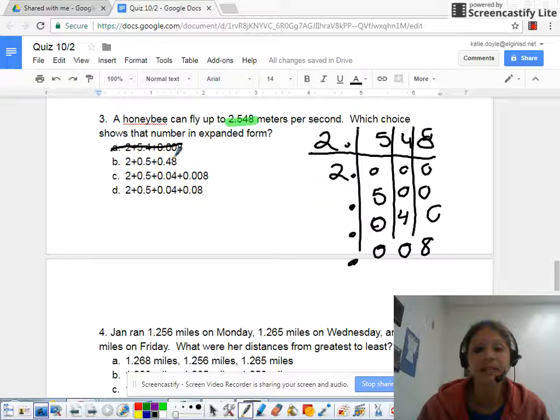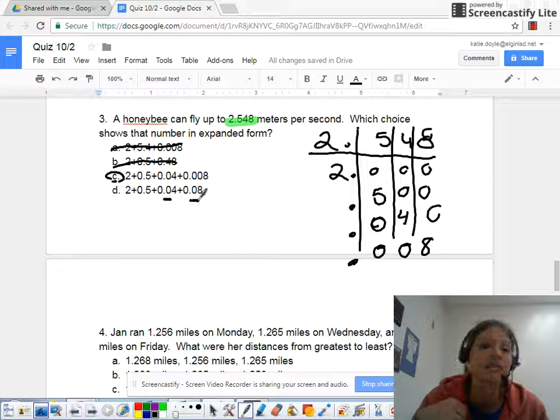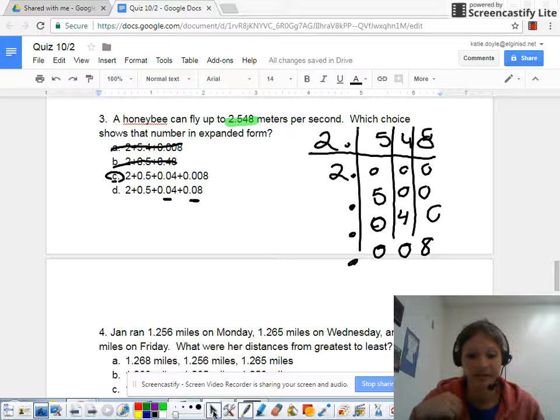Well, that's not it. That's not it. Okay, this is close. That might be it. So let's see, 5, 4. Oh, and you know what? Our answer is going to be C, because look here, you have 2 zeros right there.